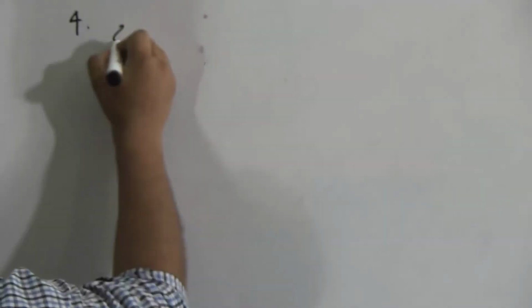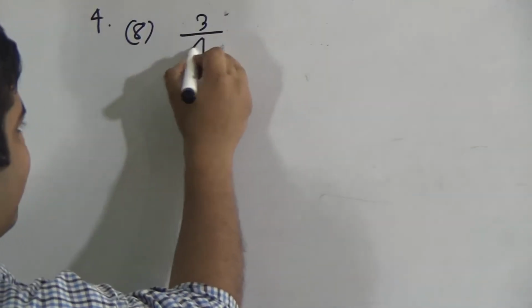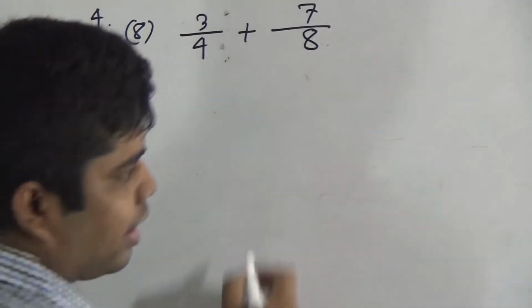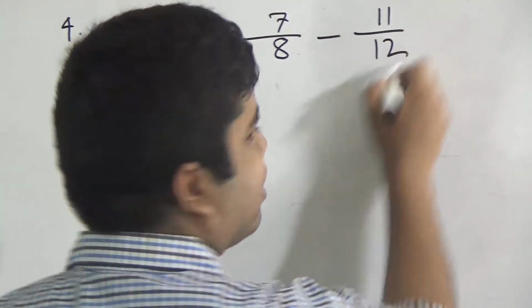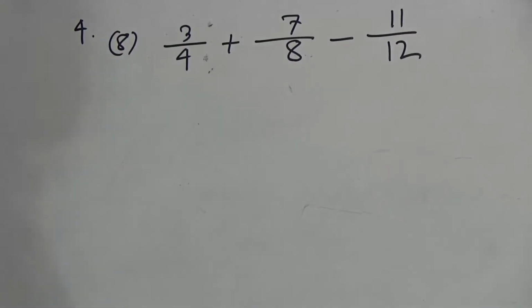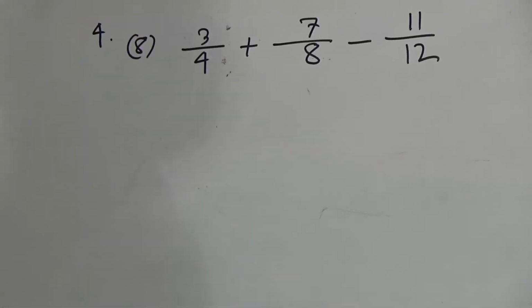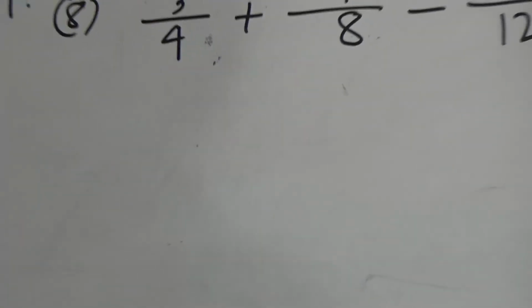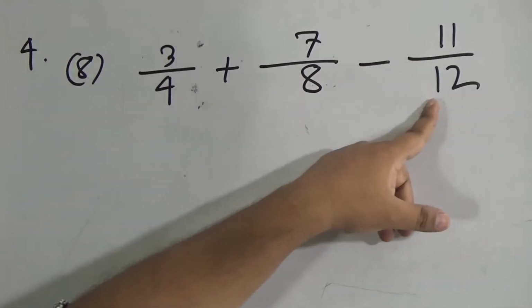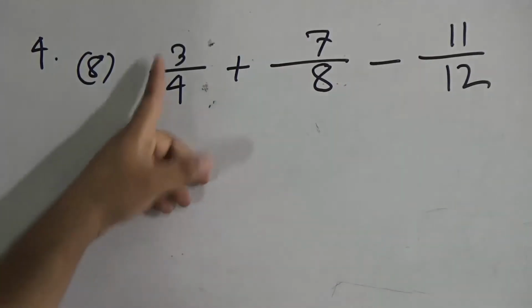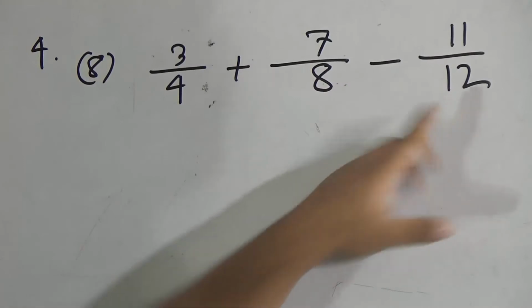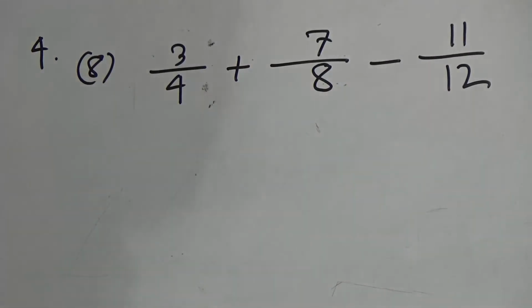Question number 4, at first we pick up question number 8: 3 by 4 plus 7 by 8 minus 11 by 12. My dear students, we have already learned how to do addition and subtraction of fractions. Today we shall learn addition and subtraction in the same math. Here there are three fractions: 3 by 4 plus 7 by 8 minus 11 by 12. We shall do it as addition or subtraction.